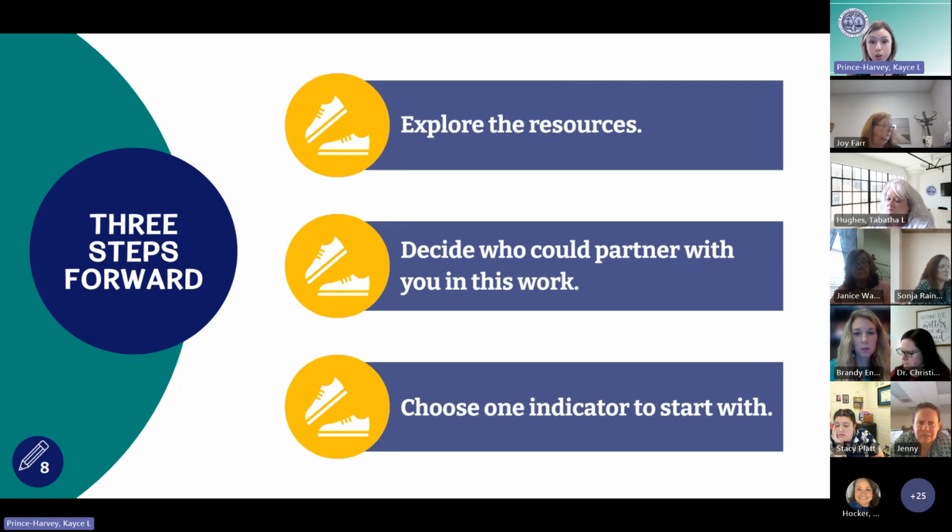And if you do start with an indicator in the next week or so, and you have questions or you want feedback, feel free to reach out to me. I'd be happy to partner with you on this work and walk through that process with you. So just think about those three steps forward.